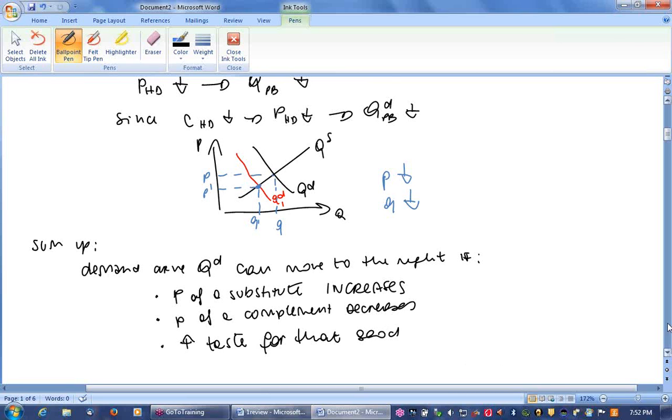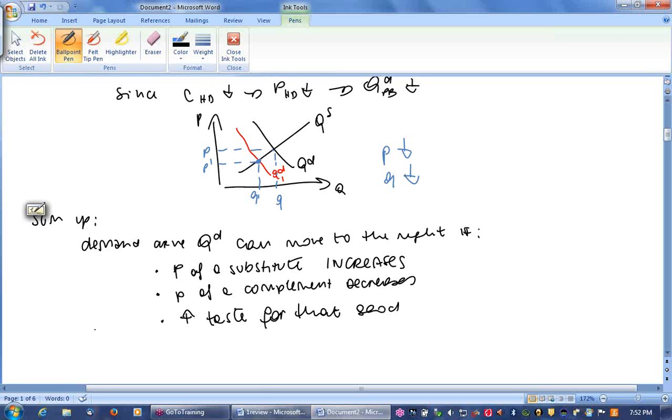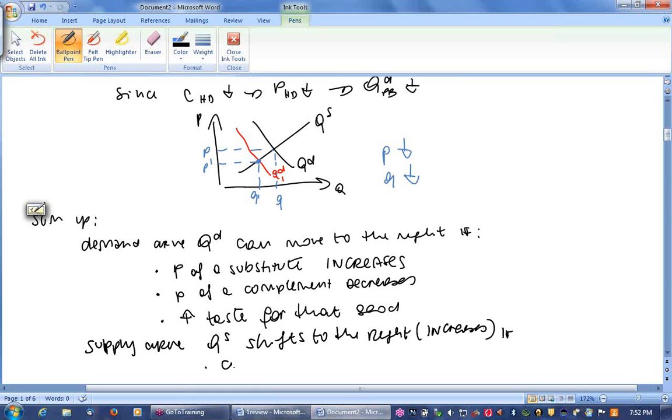For the supply curve, QS shifts to the right, that is, increases, if the cost of production decreases. Okay? Questions on this?